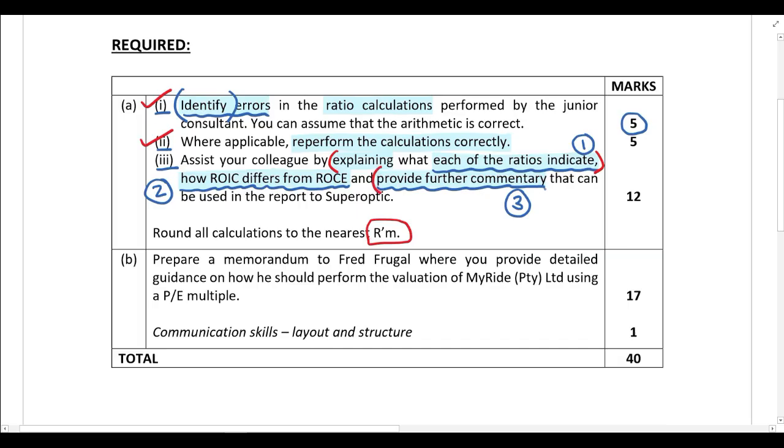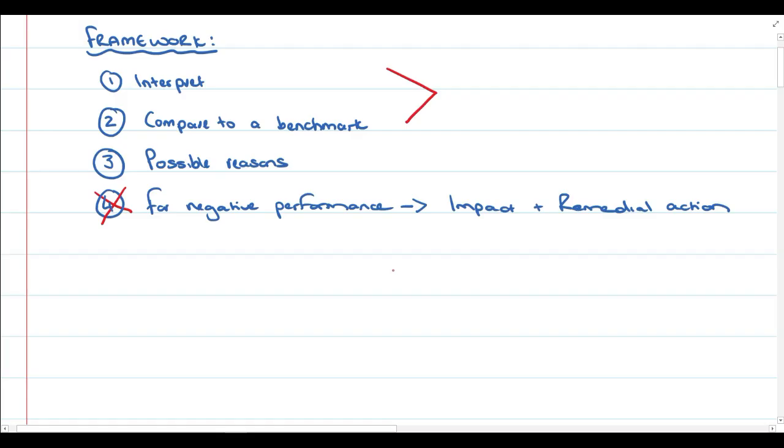And then finally, you need to provide further commentary that can be used in the report to Superoptic. So if we compare the ratio to a benchmark, we can then say whether the ratio indicates positive or negative performance. And that will obviously provide valuable information to Superoptic that can be included in the report. In addition to that, we can try and discuss possible reasons, so explaining to Superoptic why the performance is either positive or negative.